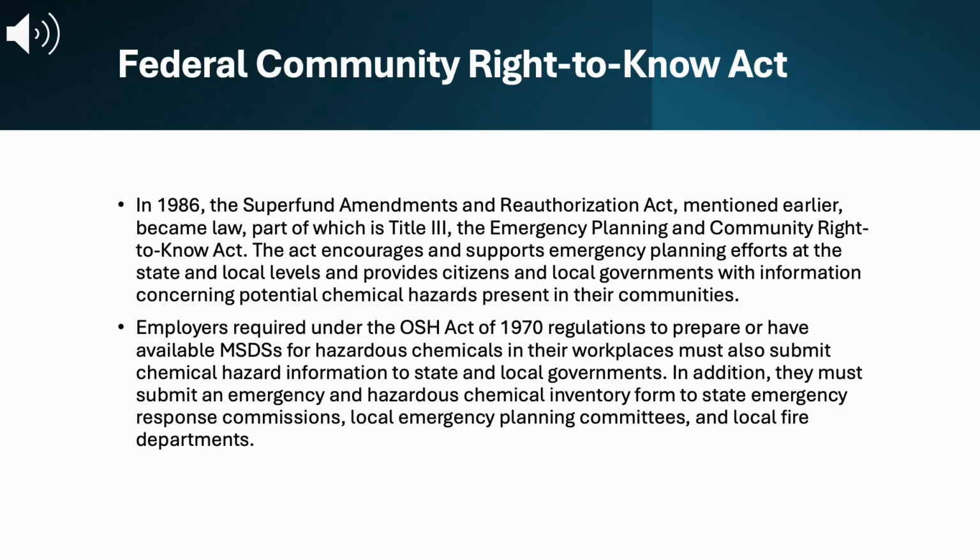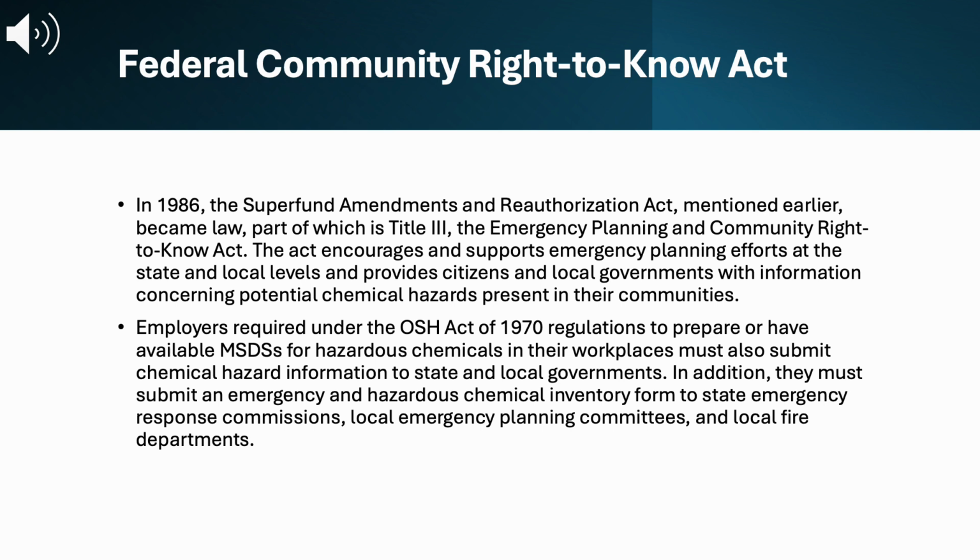Federal Community Right to Know Act. In 1986, the Superfund Amendments and Reauthorization Act, mentioned earlier, became law, part of which is Title III, the Emergency Planning and Community Right to Know Act. The Act encourages and supports emergency planning efforts at the state and local levels and provides citizens and local governments with information concerning potential chemical hazards present in their communities.